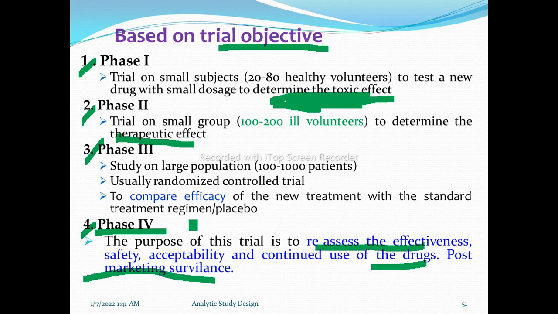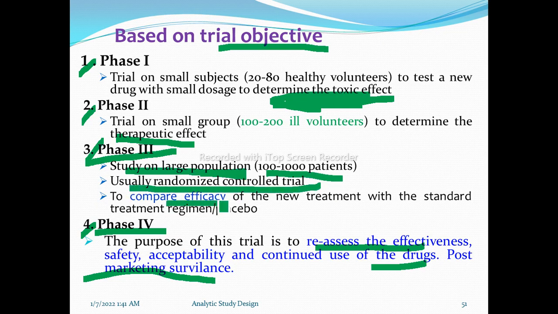After a drug has passed phase 3, which is the study on a large population, this is very important. Mostly it is from 100 to 1000 patients, usually a randomized controlled trial. This is to compare the efficacy of the new treatment with standard treatment or placebo. That means in phase 3, the drug's efficacy, its ability to cure, will be determined, mostly using a randomized controlled trial with a large population.